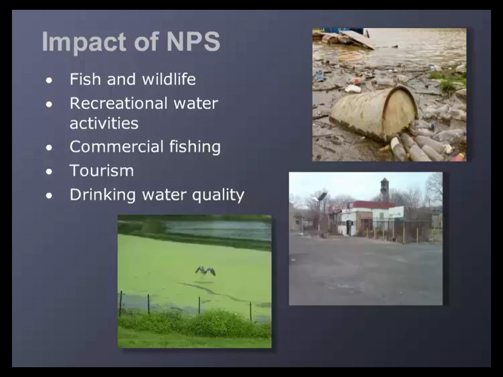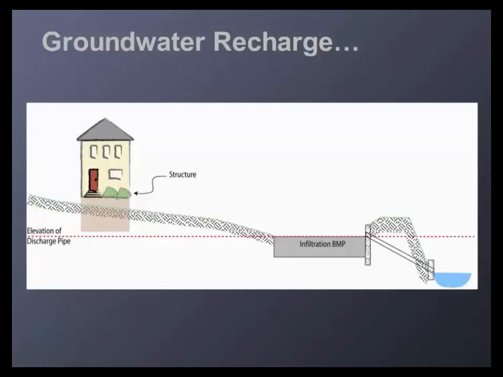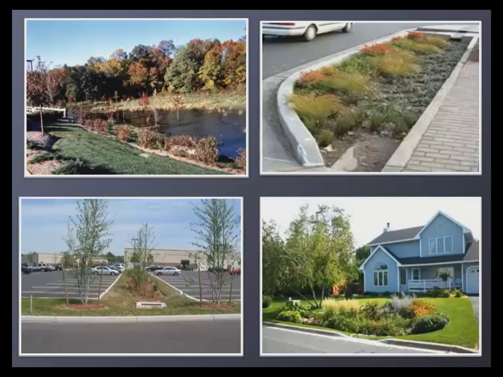and drinking water quality. When complying with the groundwater recharge standard, the infiltration system has to be located so that water does not seep into structures, and the bottom of the system has to be above the seasonal high water table to ensure infiltration. Look at how beautiful and diverse successful bioretention systems and rain gardens can look.